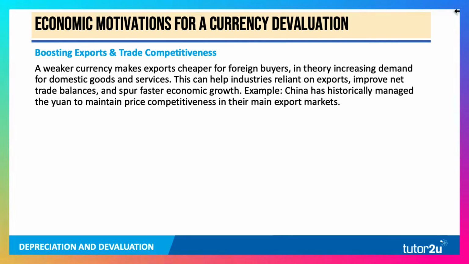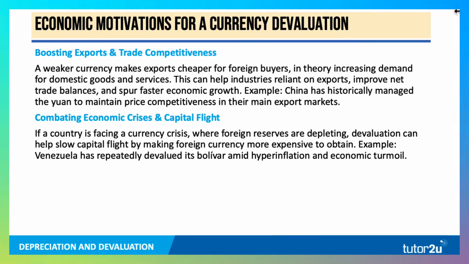So what are the main motivations for devaluation? Well, it's, again, similar to depreciation, it's to help the export sectors, because in theory, a weaker currency makes exports cheaper in price terms, increasing demand for domestic goods and services as well as exports. China, for example, has historically managed the yuan in a semi-fixed exchange rate system to maintain their price competitiveness in their main export markets.